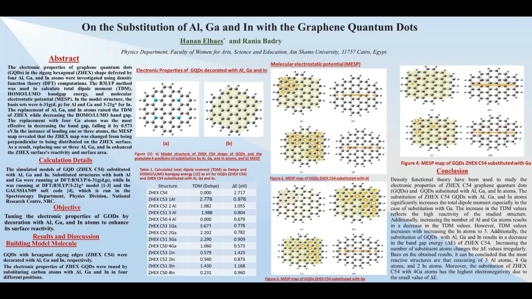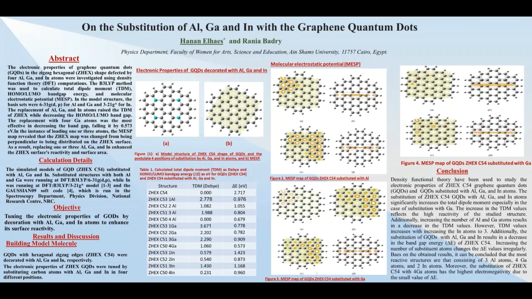This poster is entitled the substitution of aluminum, gallium, and indium with the graphene quantum dots. The main objective of this study is tuning the electronic properties of graphene quantum dots by substitution with aluminum, gallium, and indium atoms to enhance its surface reactivity.